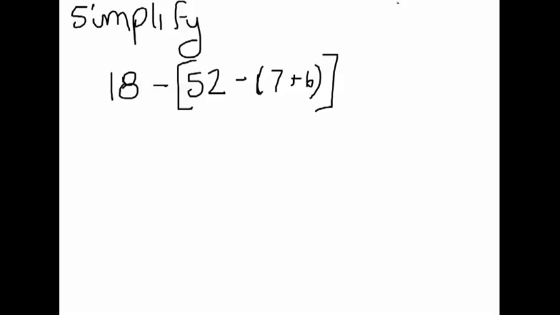Okay, so this time I want you to try the problem first, and then we'll do it together. So the problem is to simplify 18 minus bracket 52 divided by 7 plus 6 in parentheses. So take your time, make sure you follow the order of operations, and work from the inside out when you have more than one set of parentheses.